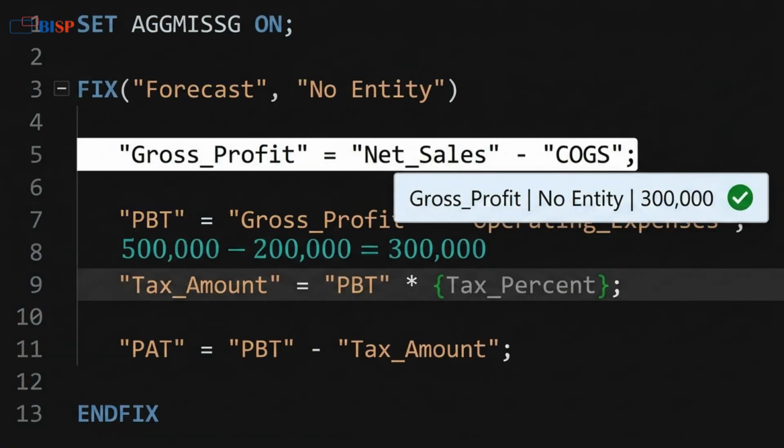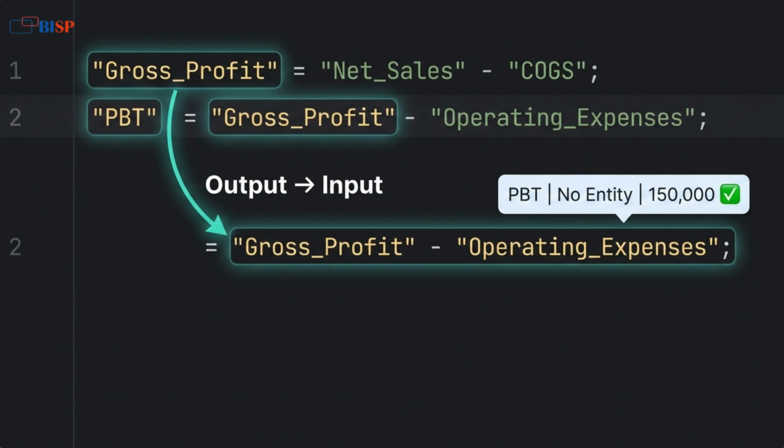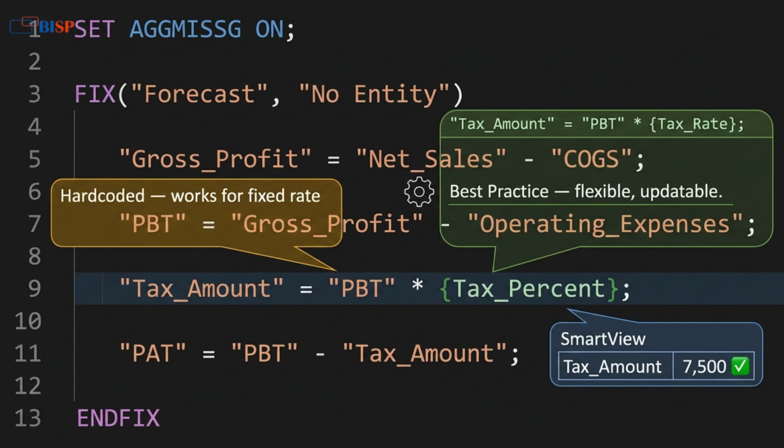Line 1. Gross underscore profit. Net sales minus COGS. 500,000 minus 200,000. Gross profit returns 300,000. Exactly what we see in the Smart View output. Line 2. PBT. Gross profit minus operating expenses. 300,000 minus 150,000. PBT is 150,000. The output of line 1 becomes the input of line 2, the waterfall in the code.